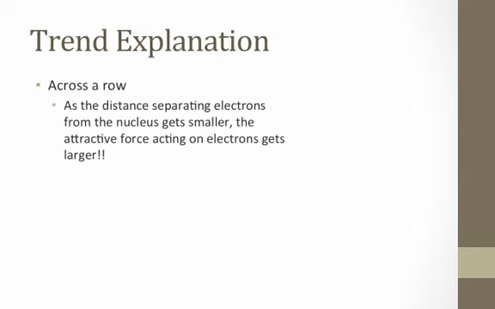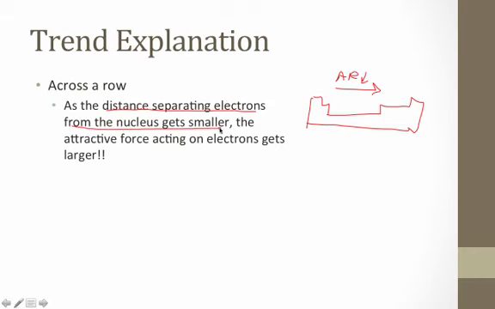Across the row, as we go across the row, the distance separating electrons from the nucleus gets smaller. We already talked about from before, if we draw our little sketch of the periodic table here, that as we go across the periodic table, our atomic radius gets smaller. So what we're saying here is that the distance separating our electrons from the nucleus gets smaller, and as a result of that, the attractive force acting on those electrons gets larger.